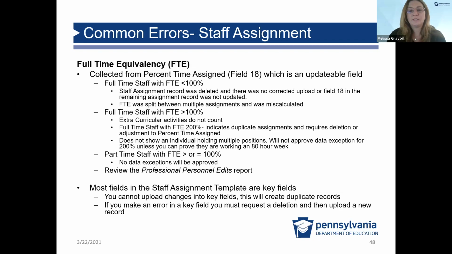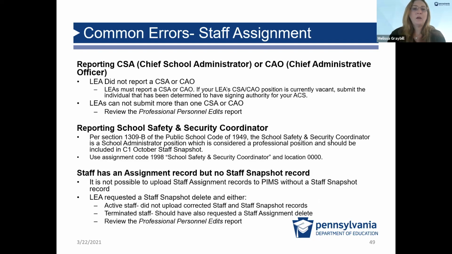You will need to request a deletion and then upload updated records. This is a big one, reporting a chief school administrator or chief administrative officer. This is unfortunately overlooked quite a bit. Every LEA is required to have one chief school administrator. There has to be somebody in your LEA that has signing authority, and those assignment codes are outlined and made very clear. This is considered a critical error for staff reporting.